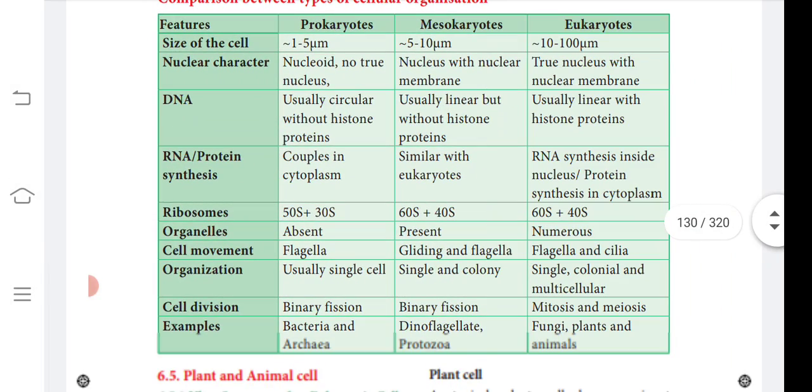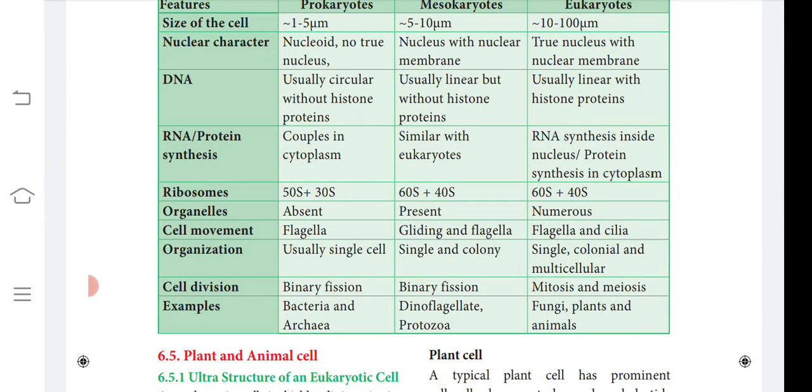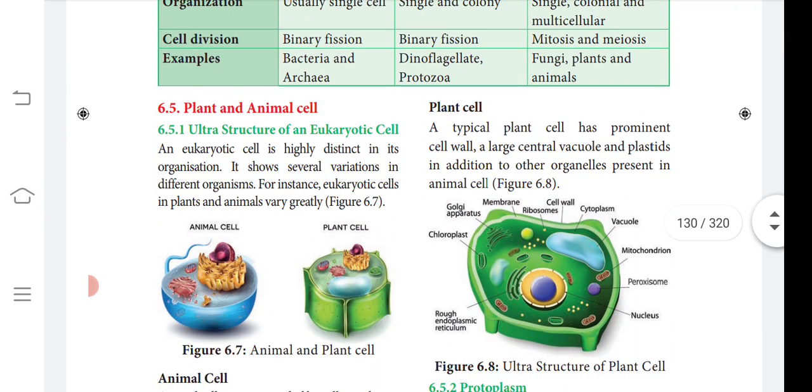Okay, so this prokaryotes, eukaryotes, what are the differences among them? This is a very known and familiar point to you. This we have learnt in the first lesson also. Please read through. If you have any doubt, you can definitely ask me.